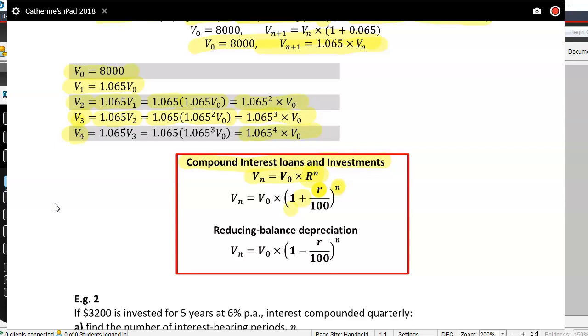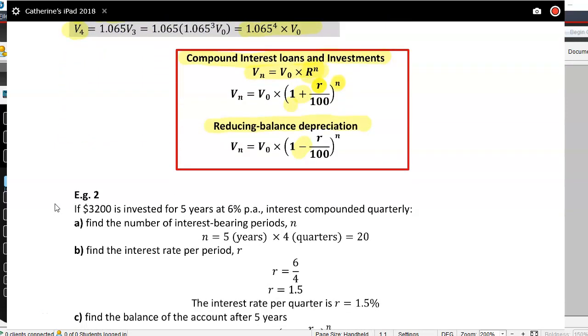So if we're increasing the value of an investment or a loan, so you incur interest, the value of that loan is going up as well. How much you owe is going up. With depreciation, we minus it. Okay, so please be careful there.